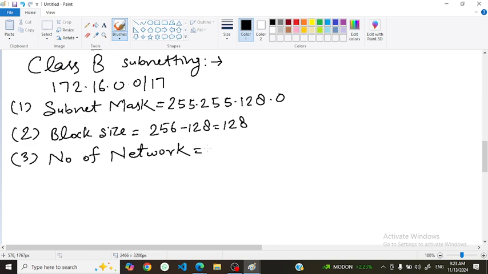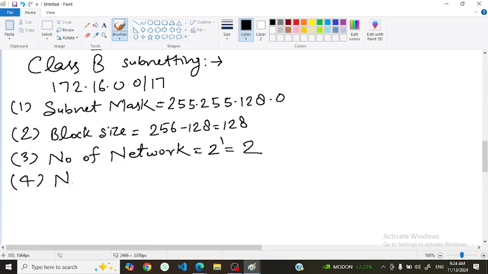Number of networks I am asking. How are you calculating? CIDR as per requirement. Here 172 is class B, so 16, so 1, 2. Okay.